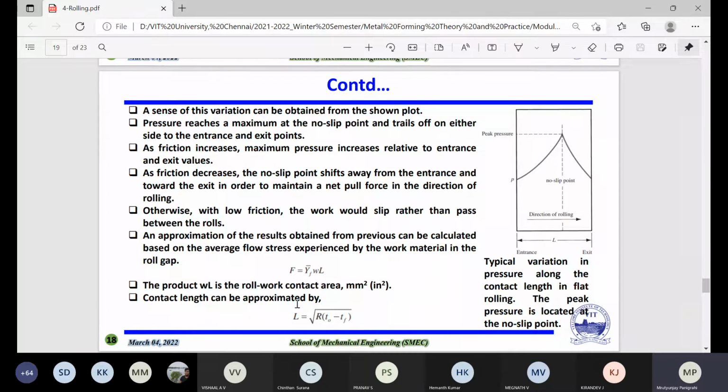And the contact length, if you want to calculate it, L equals the radius of the roll times T0 minus TF, which you can consider as the D max, the draft, all to the power 0.5, or half. These two equations you also have to remember.